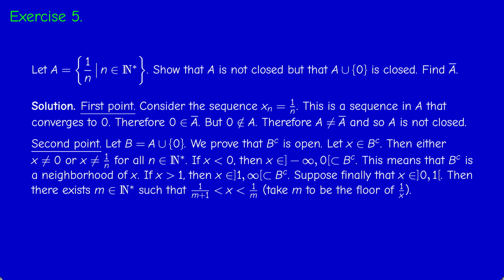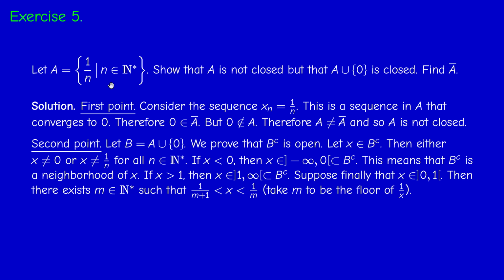What happens here? If we take m to be the floor function of 1 over x, then 1 over x is between m and m plus 1. So x is between, I reversed the order here, pay attention, 1 over m plus 1 and 1 over m, and strictly. Why strictly? Because x is different from all the numbers of the form 1 over n, so it cannot be equal to this one, for example.